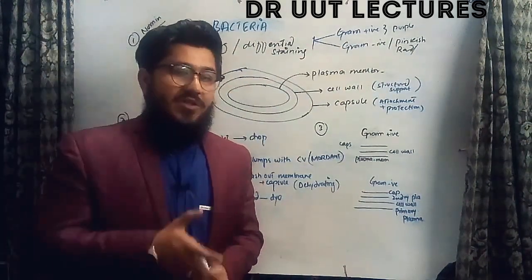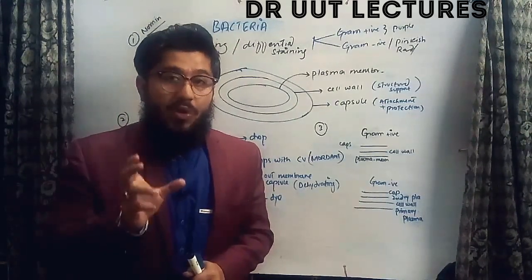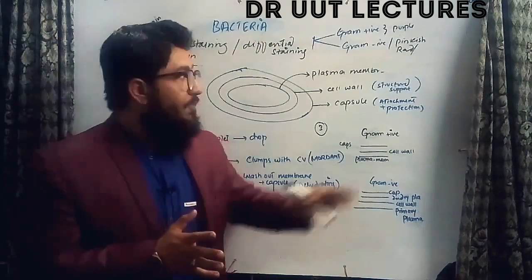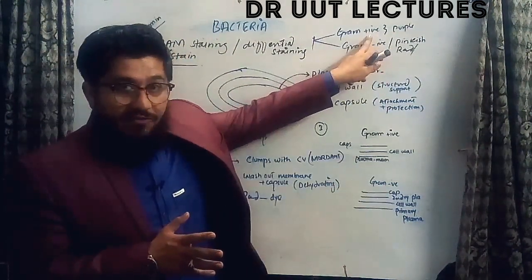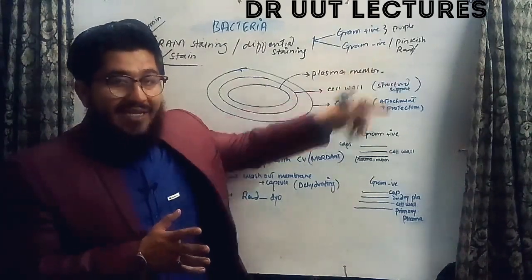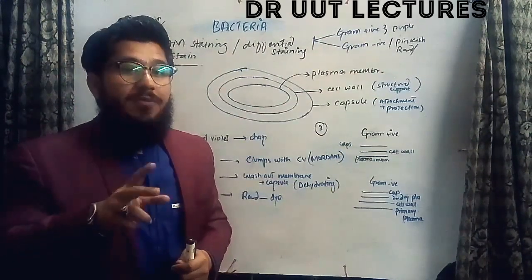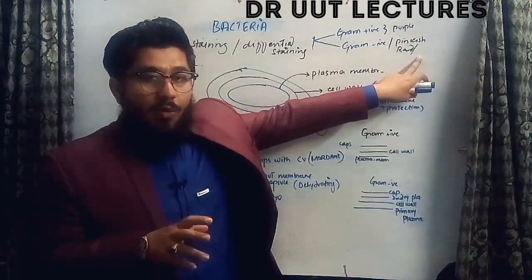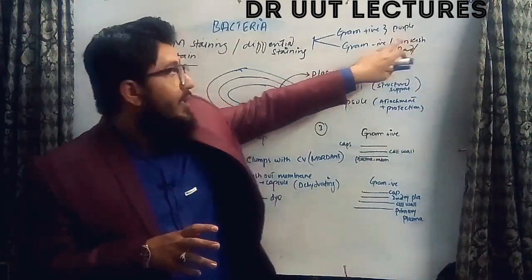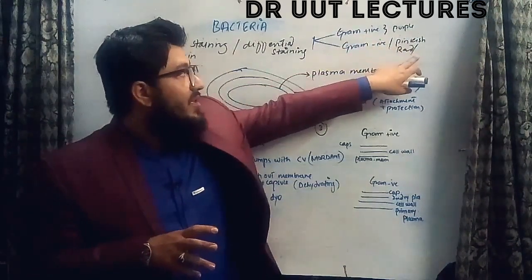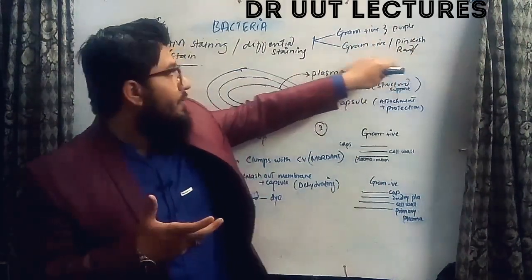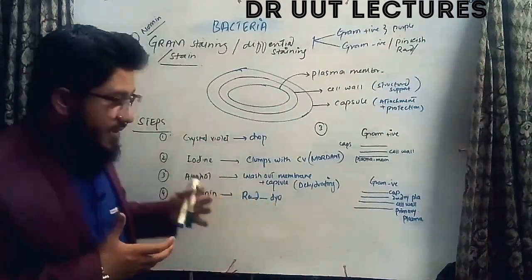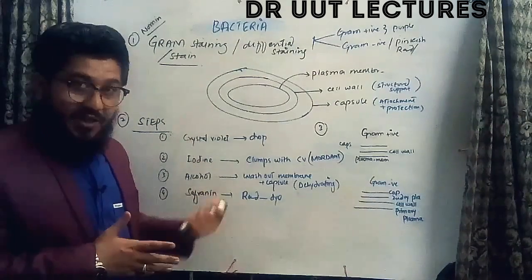Why is it called differential staining? Very simple. Concentrate on the word differential. By means of this staining, we actually differentiate the gram positive bacteria from the gram negative bacteria. At the end of this staining, we get two types of bacteria. Number one, purple. Number two, reddish pink. The one stained purple is the gram positive, and the one stained pinkish red is the gram negative bacteria.